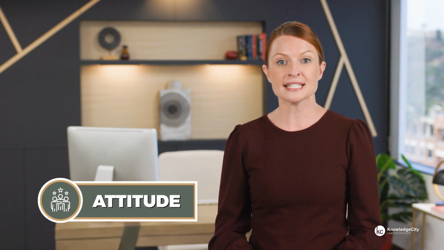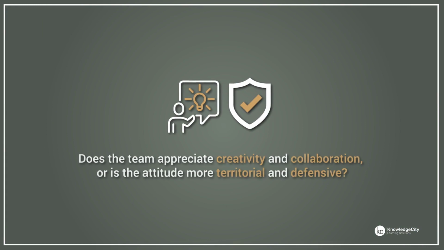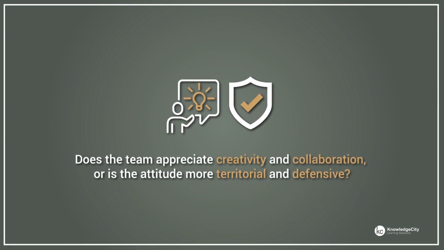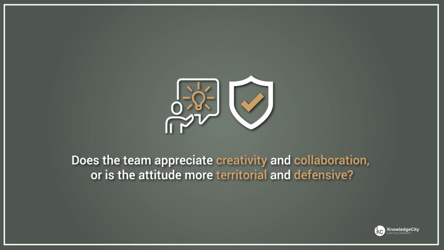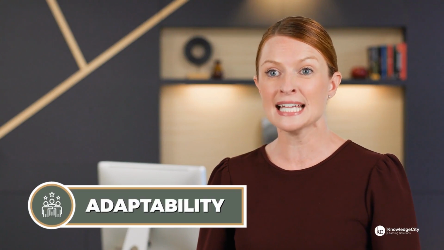The next characteristic is the attitude of the team. This characteristic sets the overall tone for the team. For example, does the team appreciate creativity and collaboration, or is the attitude more territorial and defensive? The last characteristic is adaptability. This refers to whether the team is open or closed to new ideas, different perspectives, and innovation. Together, these characteristics make up what is known as team culture. Try to keep these in mind while we discuss organizational structure.